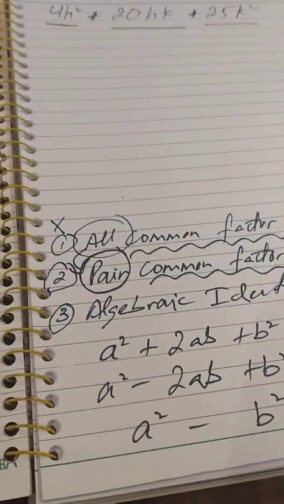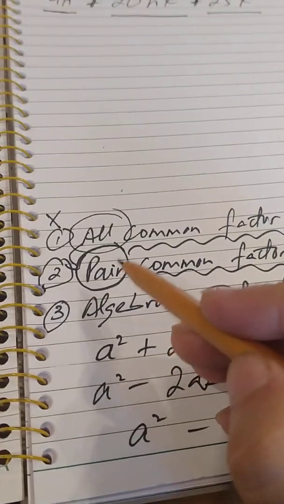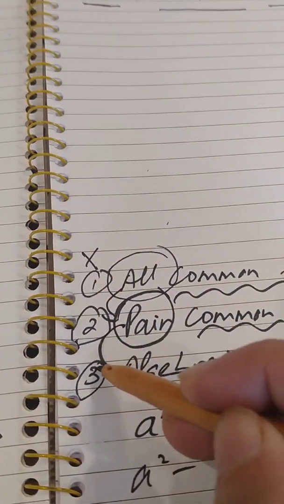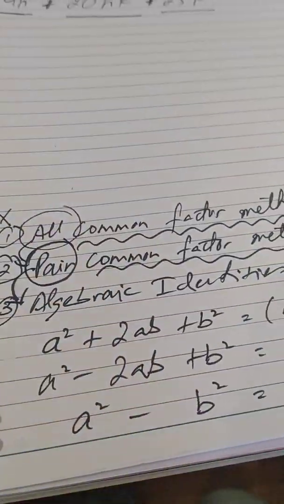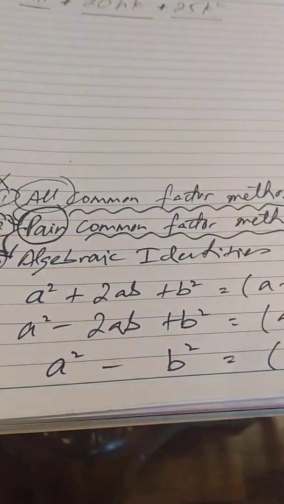So for pair common, first of all we need an even quantity of terms, at least 4 terms. How many terms are here? 1 2 3. It means pair common does not apply. Then if pair common also fails, the third one is algebraic identities. These are the 3 algebraic identities.